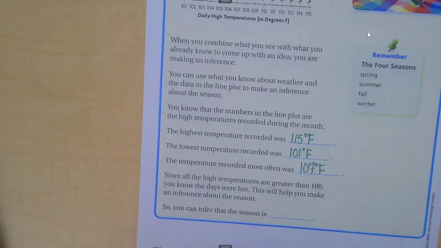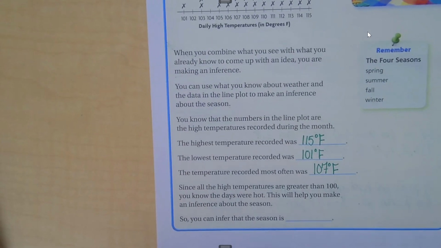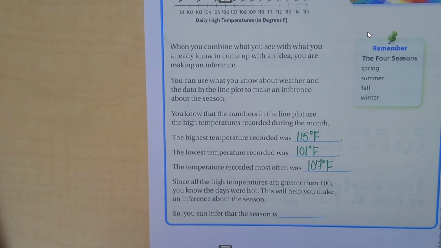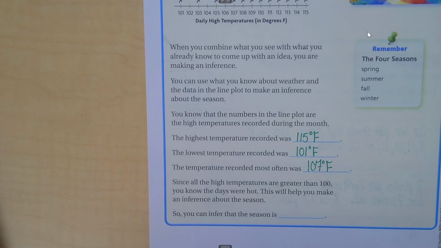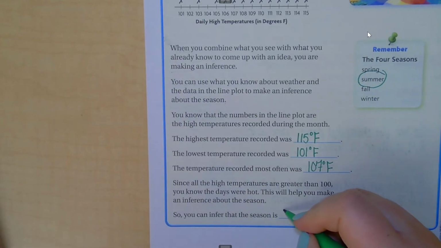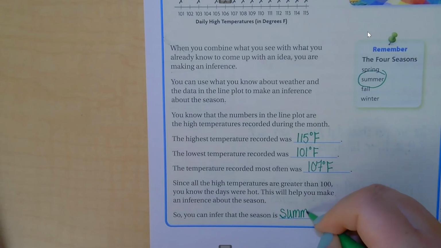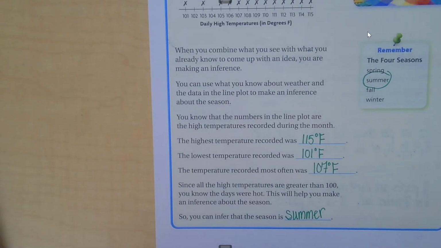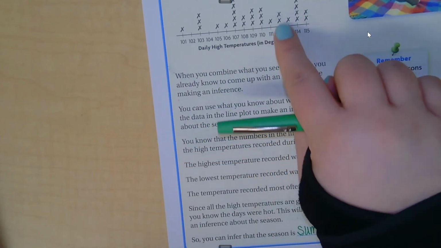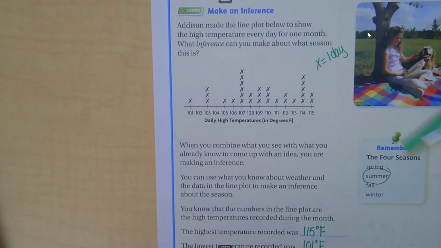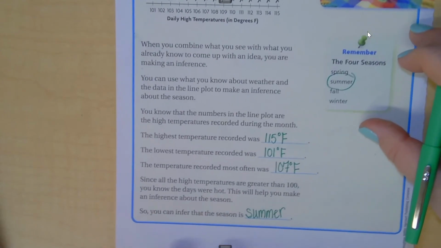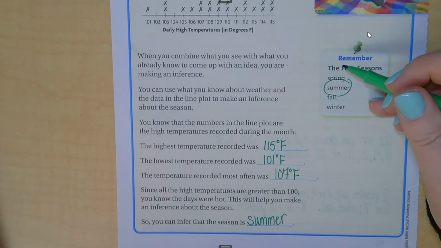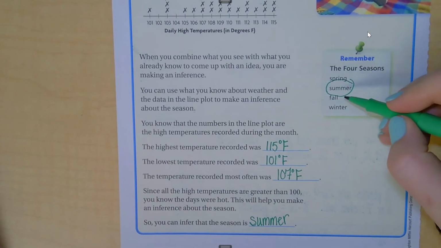Now let's go back to that season question. Since all the high temperatures are greater than 100, you know the days were hot. This will help you make an inference about the season. So you can infer that the season is, hopefully you narrowed it down, summer. Even our summers here in the Midwest don't necessarily get over 100 degrees very often. We most definitely never get this high. So I'm curious to know what state this was recorded in. Okay, fall and winter are colder. Spring is cooler than summer. So summer is the hottest season.